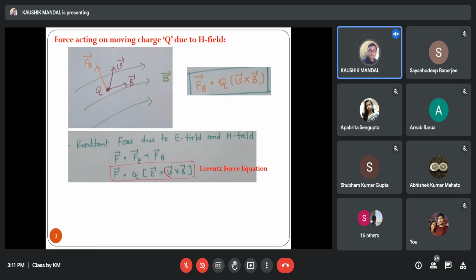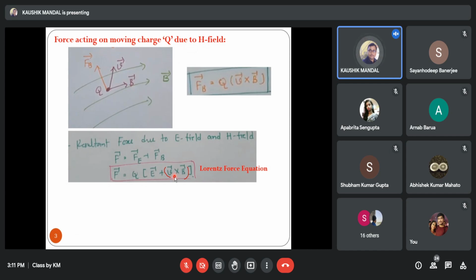So that will be within the first bracket. And that particular equation is known as the Lorentz force equation. Clear? So the Lorentz force equation basically describes the force on a charge moving with a velocity v, and that is the total force. One is the force due to the electric field and another is the force due to the magnetic field.